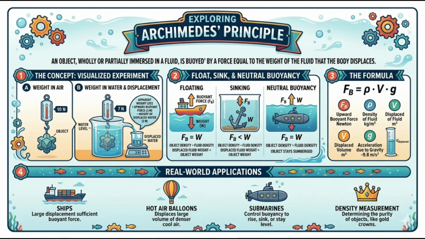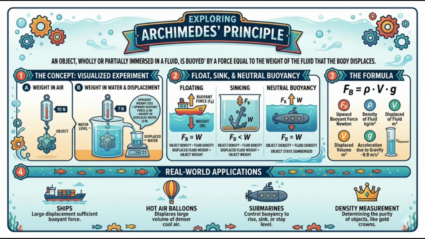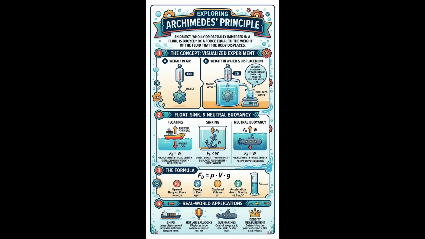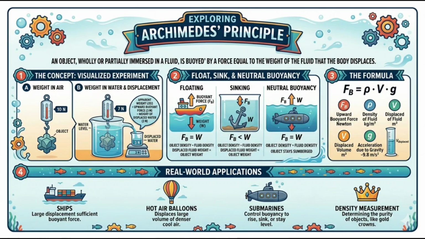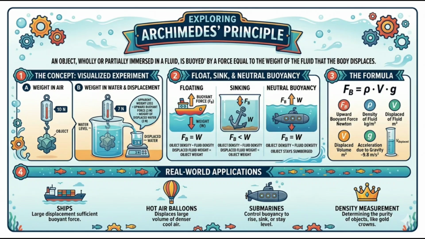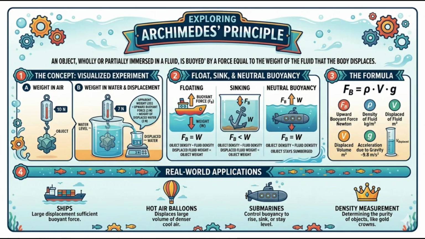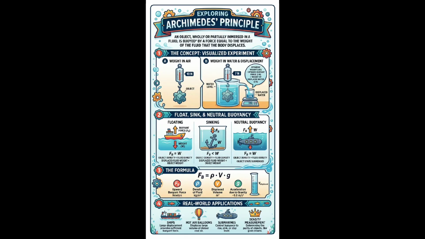How it works, the explanation. When you place an object in a fluid, like a block of wood in a bucket of water, it has to push some of that water out of the way to make room for itself. This is called displacement. Two main forces are at play here. Gravity: weight pulls the object downward. Buoyancy: pushes the object upward. The strength of this push is exactly equal to the weight of the water that was pushed out of the way. Whether an object floats or sinks depends on this balance.